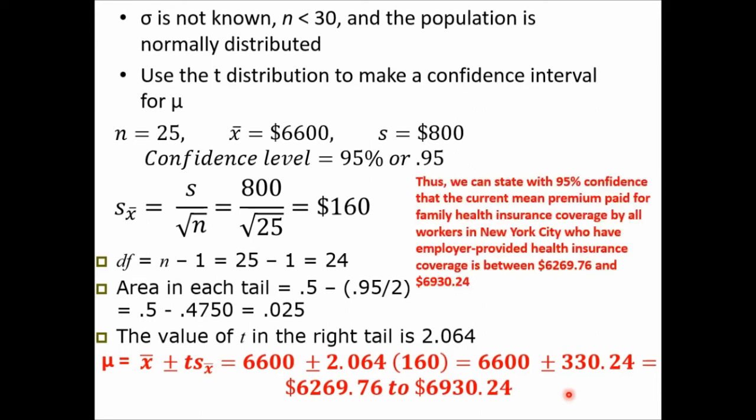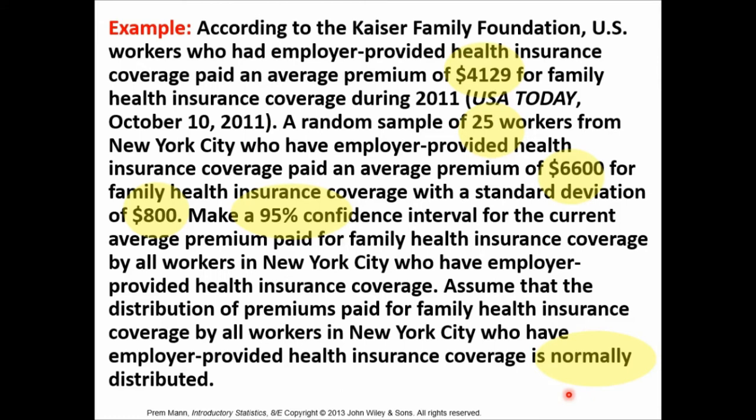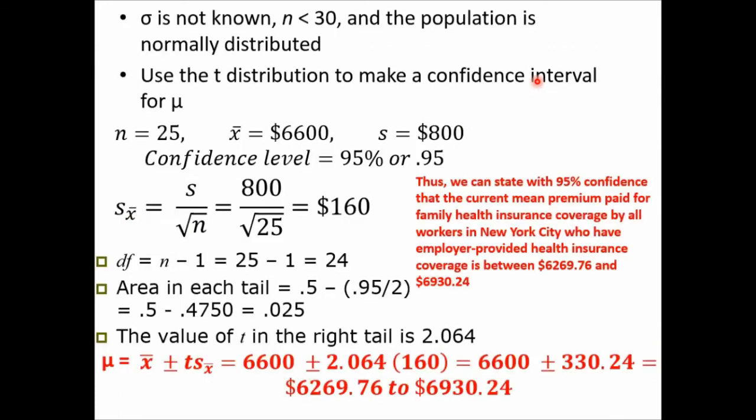Thus, we can state that with 95% confidence, the current mean premium paid for family health insurance coverage by all workers in New York City who have employer-provided health insurance coverage is between 6,269 to 6,930. That is currently. Recall from the head of the problem that the average in 2011 was 4,129. So 4,129 in 2011. Now we are talking about a range from 6,269 to 6,930.